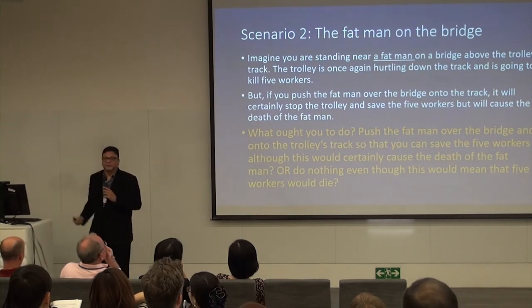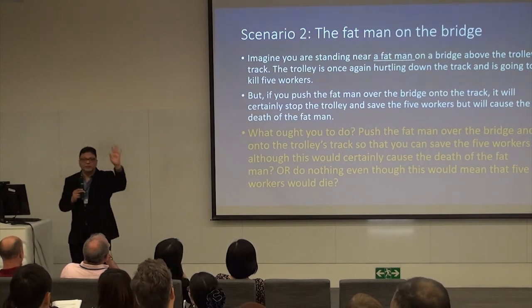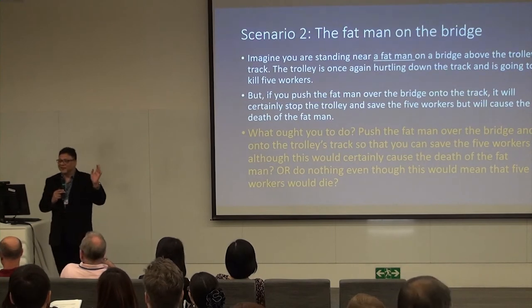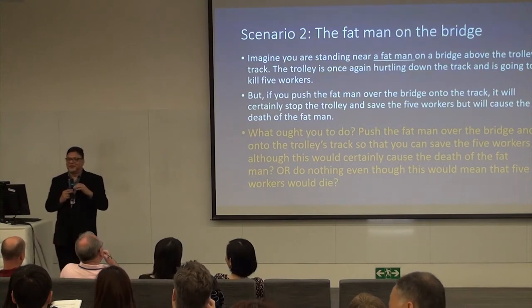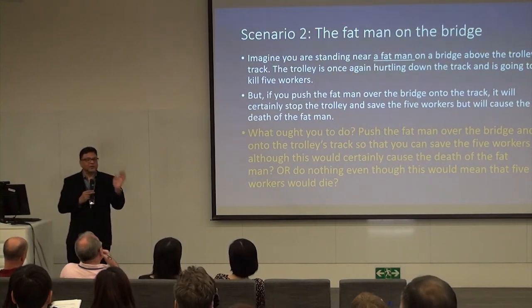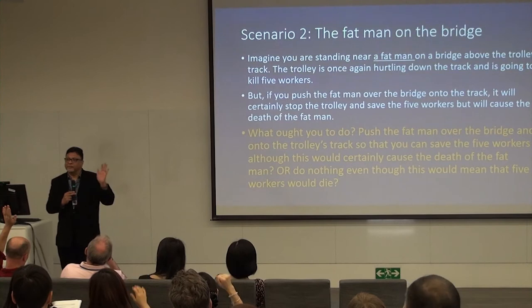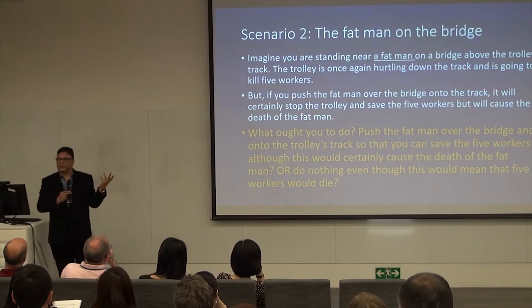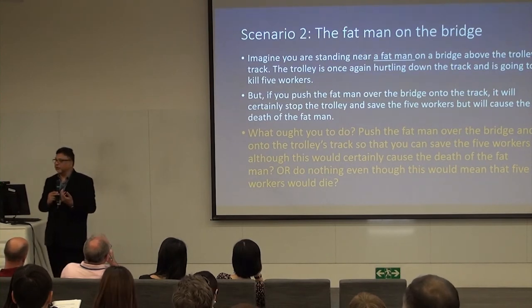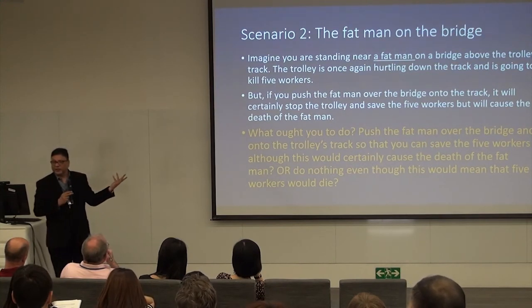Any show of hands for pushing the fat man over the bridge? Anyone? One? Only one person? Two? Three. Okay, what about the rest of you? You're not going to push the fat man? Five people are going to die. So what happened to the principle we sort of felt was being used in the first story of five versus one? It's also five versus one here, right? So why is this problematic for you?